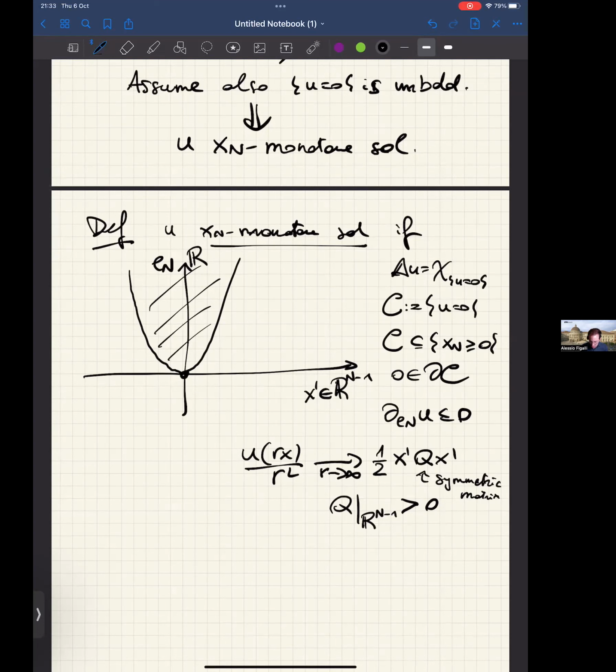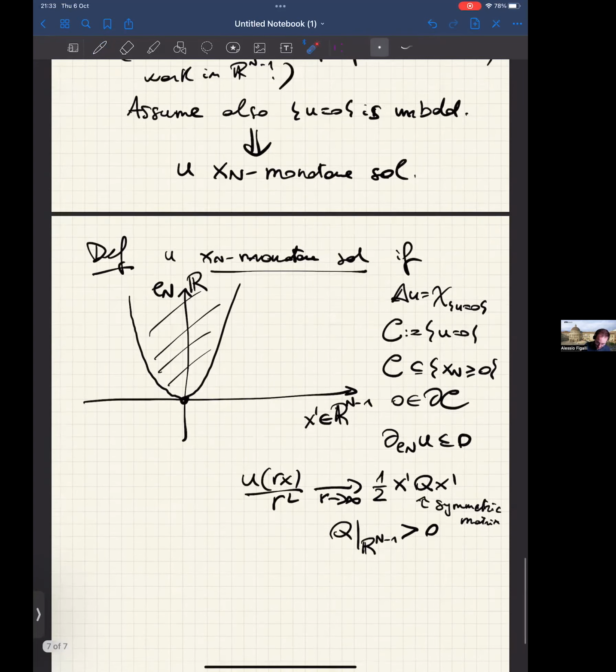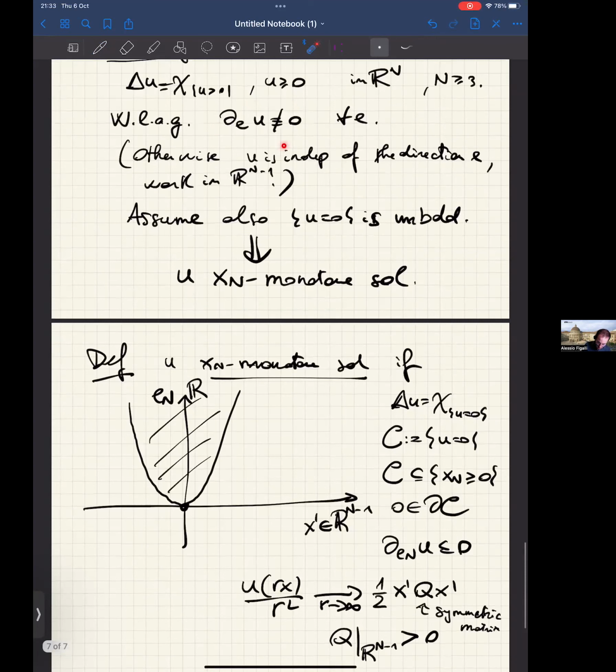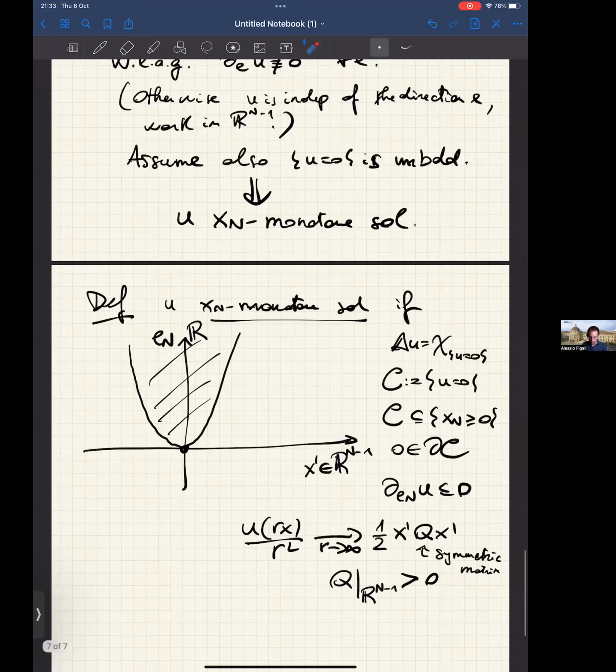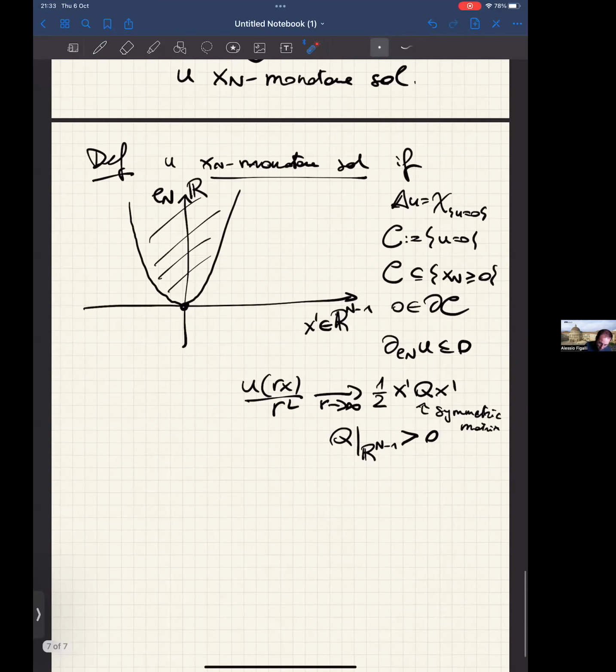Maybe if I have time at the end, I can say some words on how you prove that if there is no direction of independence plus u is unbounded, then you are of this form. But let's say this is not the new part. This was already known, so I prefer not to lose time now on this part, and I ask you just to believe it. So we have this configuration.